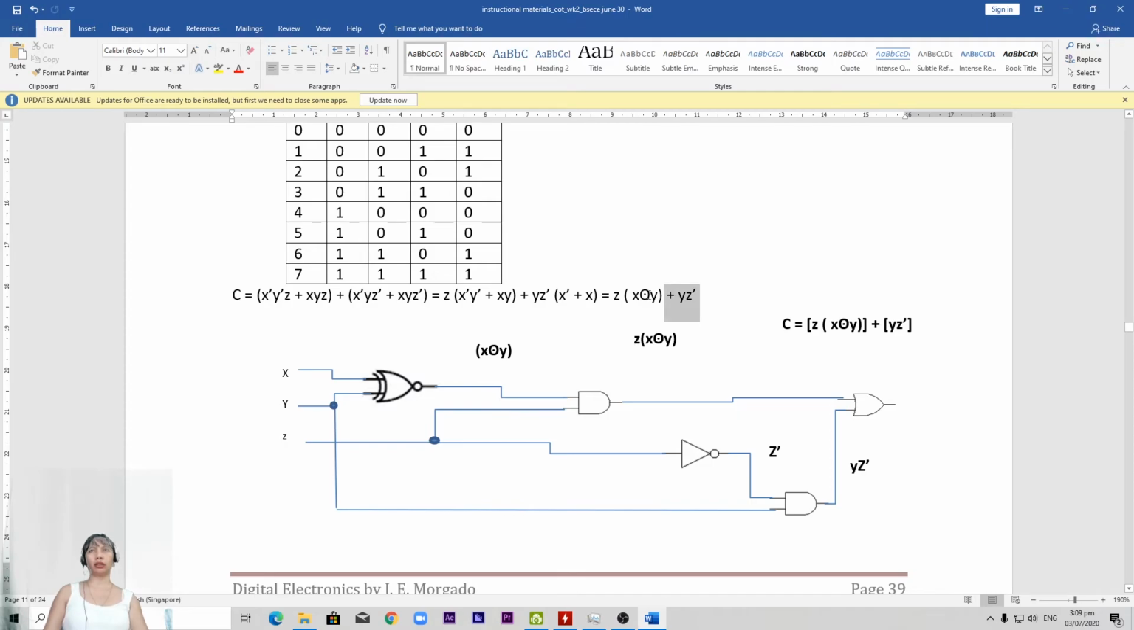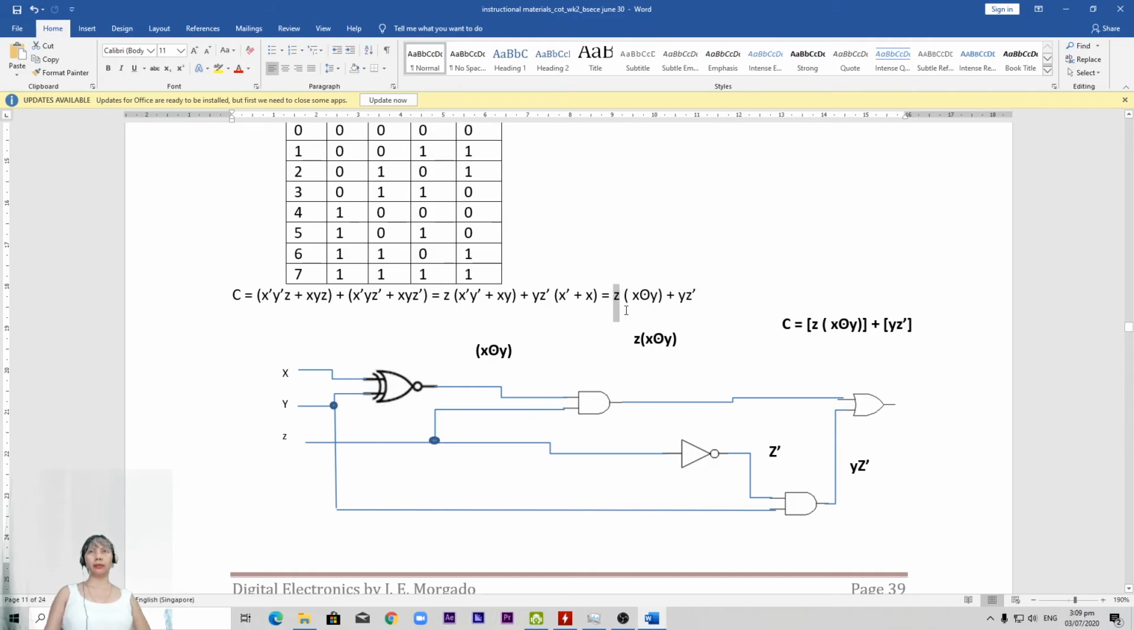Okay, so let's try to implement this, starting with x nor y. This is the symbol for x nor. Let's say you have a two input x nor, with x and y as inputs. The output of this is x nor y. After this, it will be ANDed with z: z times x nor y.